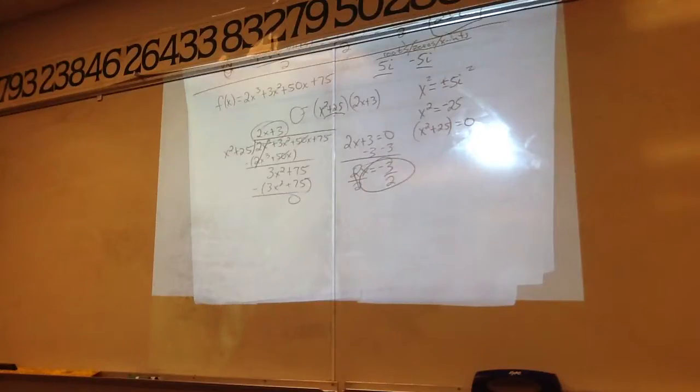So that's it. That's a lot of synthetic dividing. Monday, Tuesday, you're going to have a worksheet with lots of this kind of stuff.